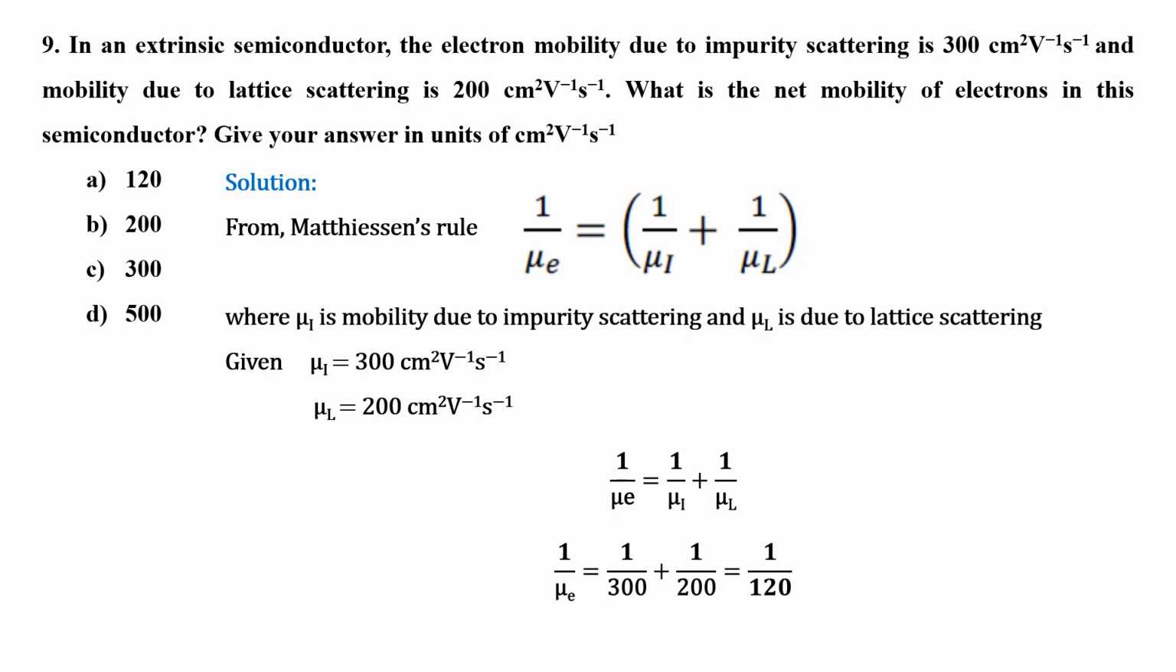The net mobility of electrons in the semiconductor material will be given as 120 centimeter square V to the power minus 1 second to the power minus 1. So that is the answer. This is Matthiessen's rule. Whenever we have doping, there will be mobility due to impurity scattering as well as mobility due to lattice scattering. So they will have a parallel connection, like Ohm's law, and therefore from Matthiessen's rule we have 1 by mu E is equal to 1 by mu I plus 1 by mu L. So 120 is the answer.